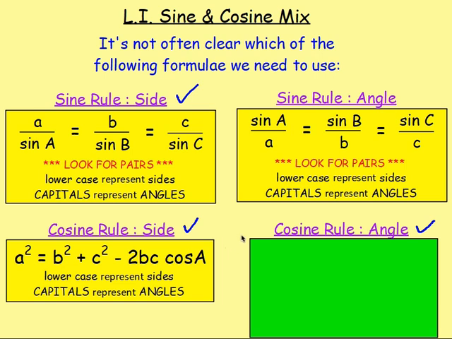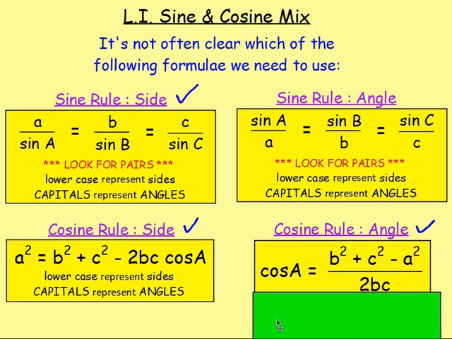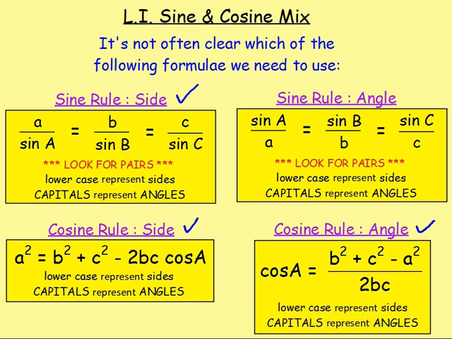And there's also, on the formula sheet, the cosine rule to work out the size of an angle. Who remembers that? Go on then, Bobby. What is it? cos A equals b squared plus c squared minus a squared over 2bc. Well done, Bobby. Yes, got it in one. And the lowercase letters are sides, and the capital letters angles. Well done, Bobby.